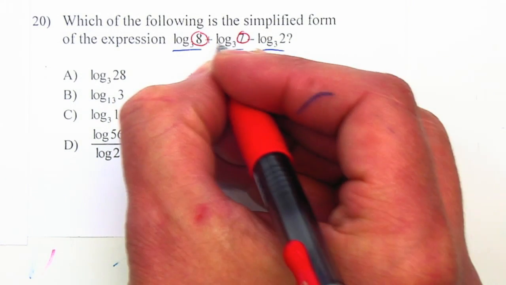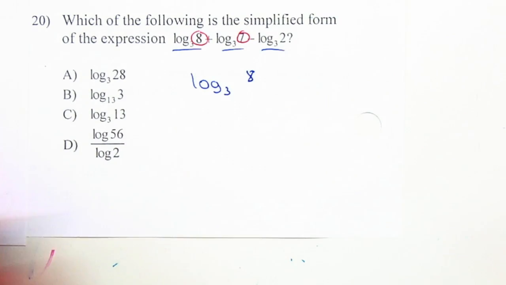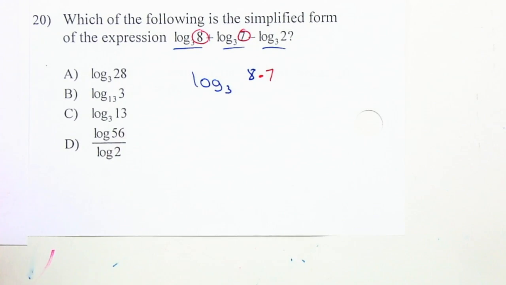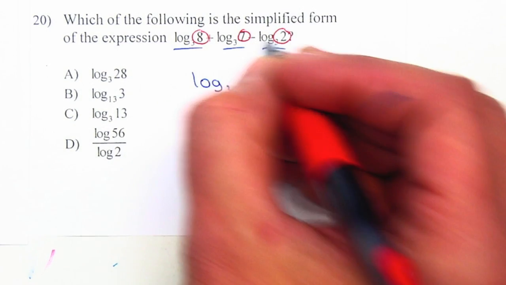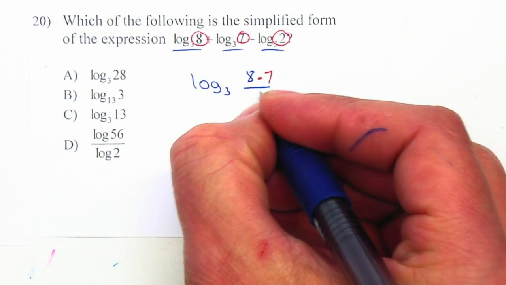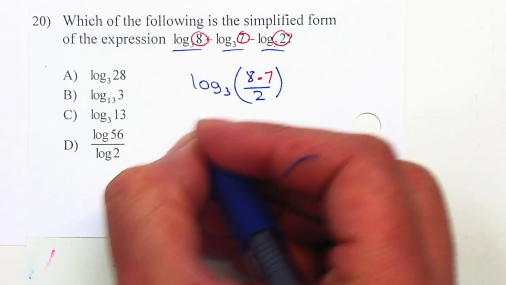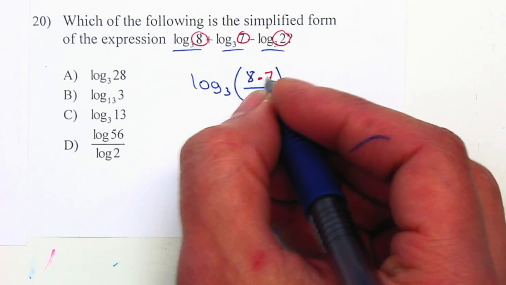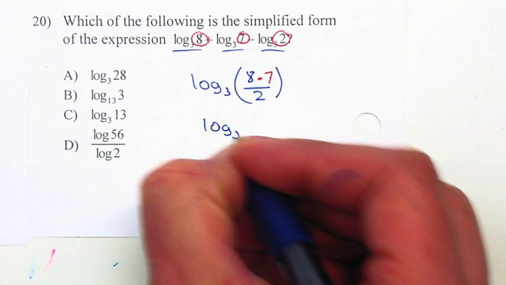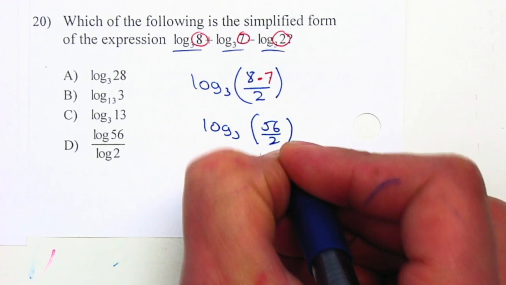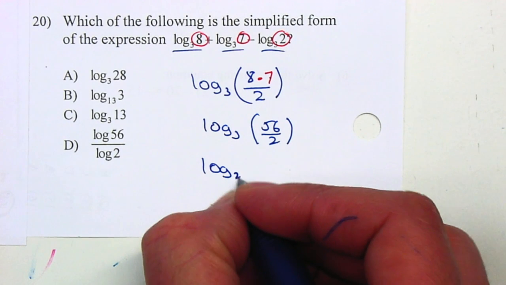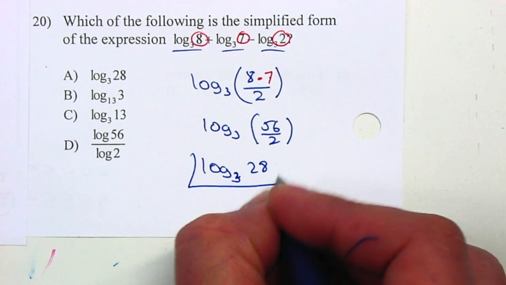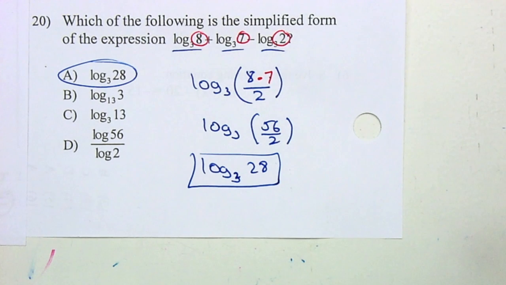These 2 logs are added, so we're going to multiply the 8 by the 7. This log is dividing, with the minus in between, so we're going to divide by 2. Let's go and simplify. 8 times 7 is 56. 56 divided by 2 is 28. So your answer will be A.